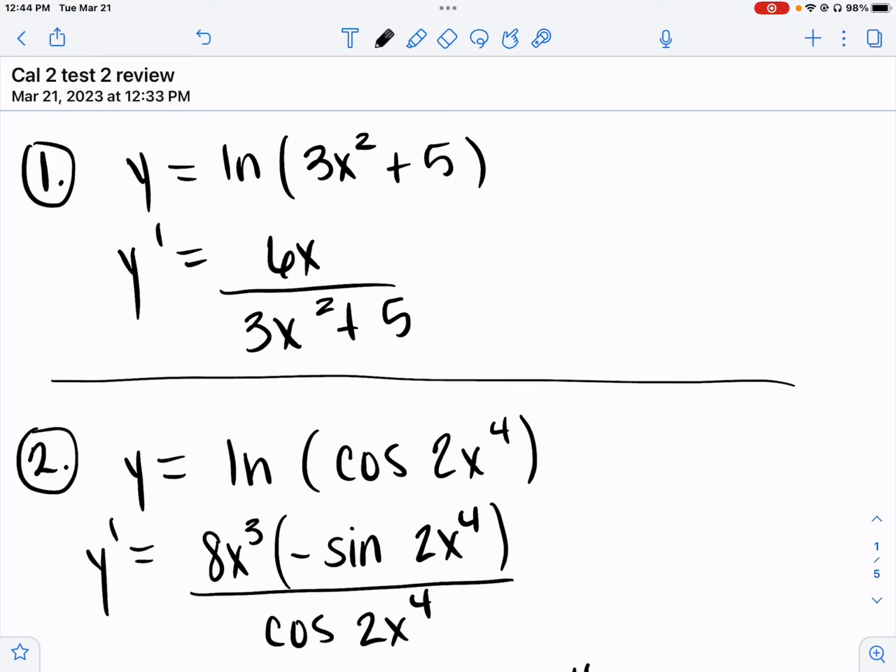Cal 2, Test 2, Review. Number 1, y equals ln of 3x squared plus 5. The derivative: you take the derivative inside, which is 6x, and put it over 3x squared plus 5.